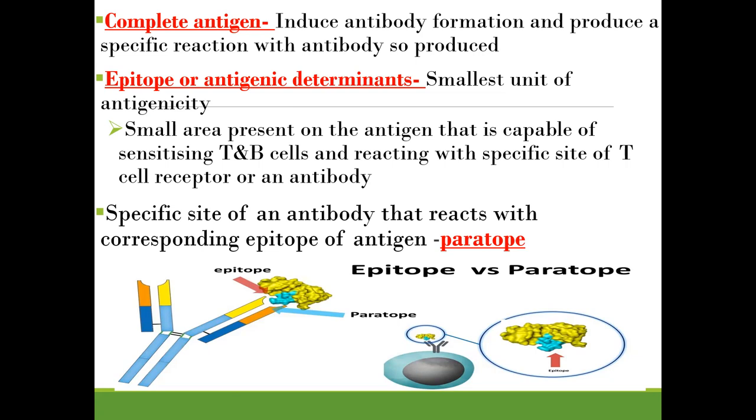Epitope or antigenic determinants are the smallest unit of antigenicity. Epitope is the small area present on the antigen that is capable of sensitizing T and B cells and reacting with specific site of T cell receptors or an antibody. The specific site of an antibody that reacts with the corresponding epitope of an antigen is known as a paratope.